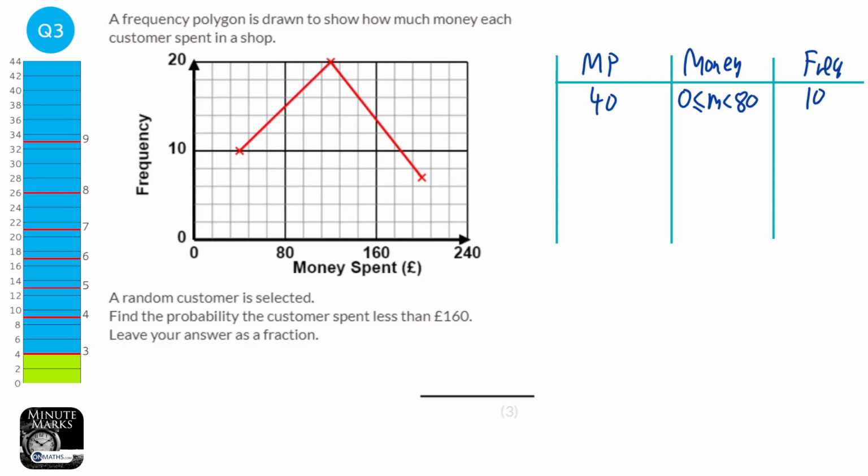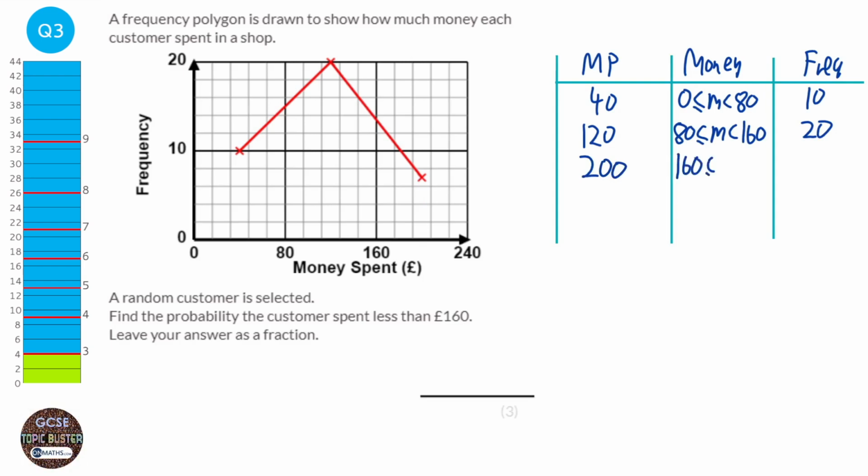The next midpoint is here, so that was going to be 120. And we can see that that's between 80 and 160, and the frequency is 20. And finally the last midpoint is here, which is obviously 200, and that is between 160 and 240, and the height of it is going to be 7.